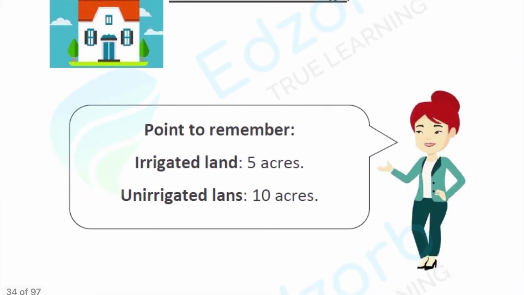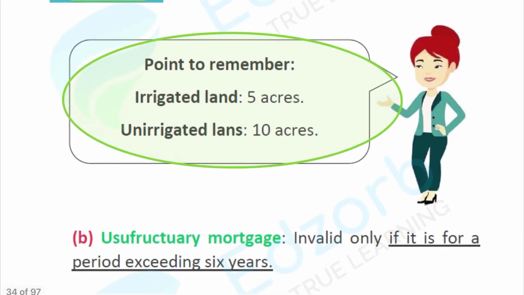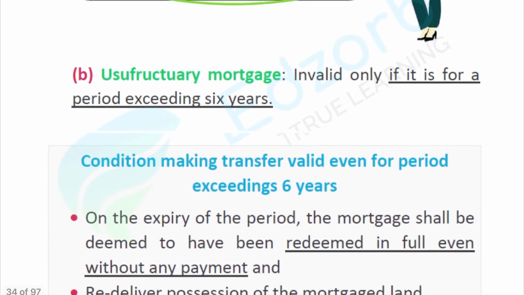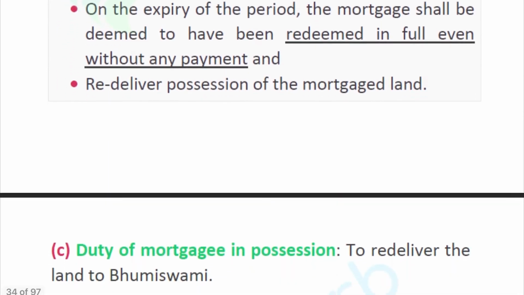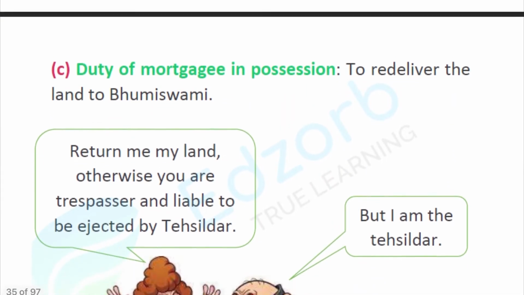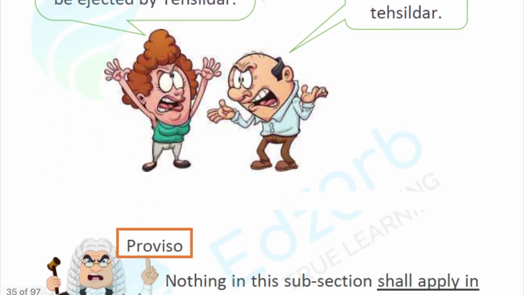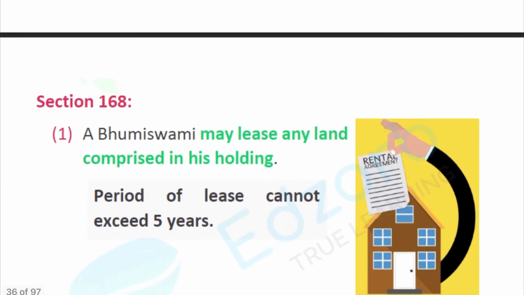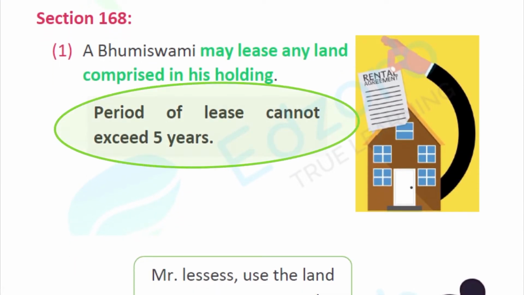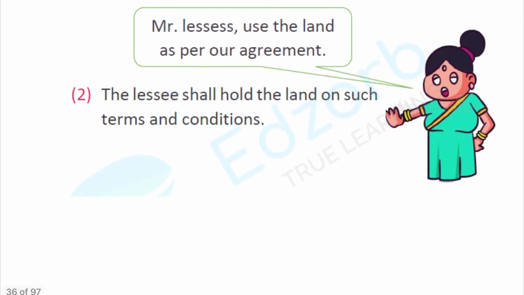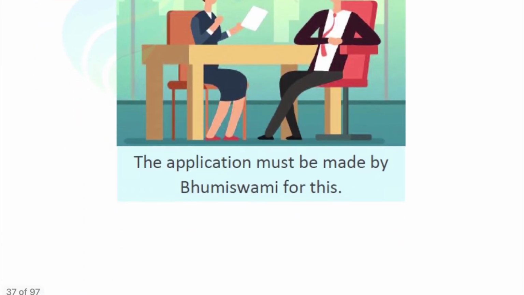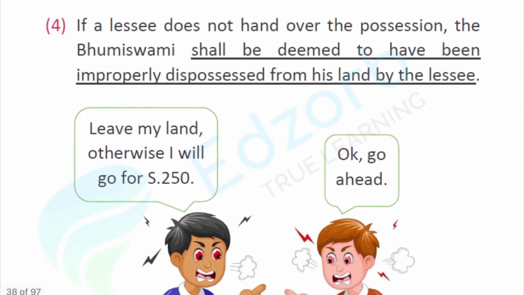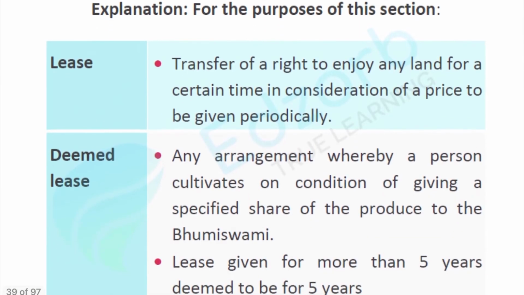How much land? So unirrigated will be 10 acres and irrigated 5 acres. Now you can remember option C was unirrigated lands but 5 acres only. Now usufructuary mortgage is valid only if it is for a period exceeding 6 years. However, it is coupled with the duty to redeliver the land to the Bhumi Swami. Now section 168 is your basis for answer A, which was the correct one, that the period of lease cannot exceed 5 years. In the event that the lessee is not handing over the possession, the Bhumi Swami shall be deemed to be improperly dispossessed and he can go for filing of reinstatement under section 250. I think this explanation will set you good.